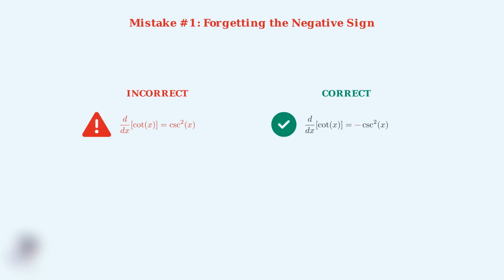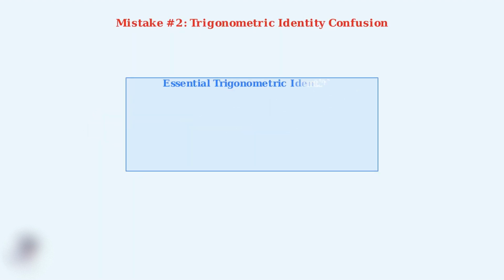This negative sign comes directly from our derivation using the quotient rule. When we simplified negative sine squared minus cosine squared, all divided by sine squared, we got negative 1 over sine squared. The second common mistake involves confusion with trigonometric identities. Students sometimes struggle to remember or correctly apply the fundamental relationships between trigonometric functions.